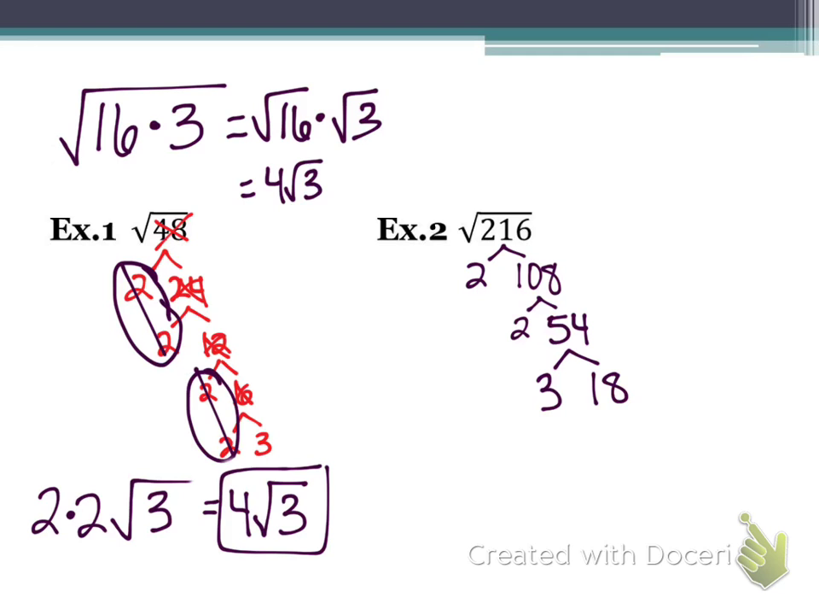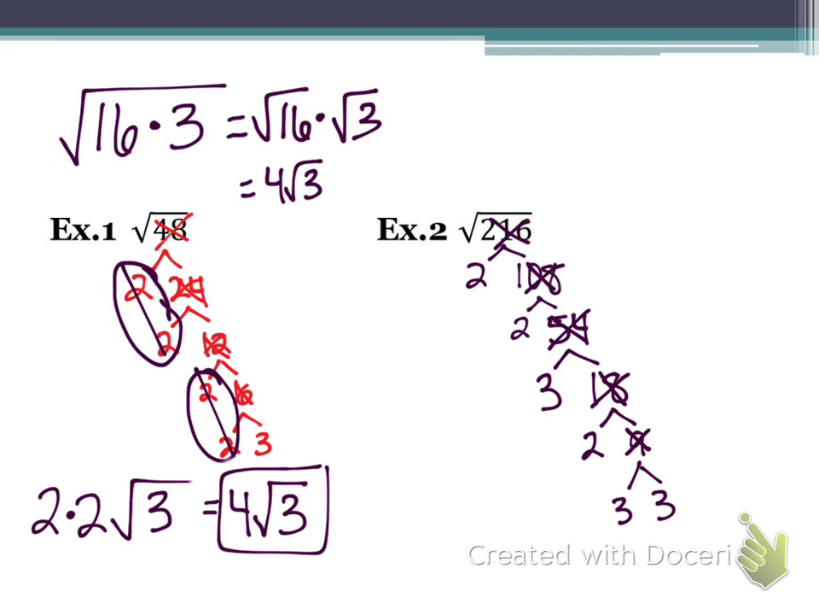Which number can keep going? 18 breaks into 2 and 9. 9 breaks into 3 and 3. Anything else we can break down? No. Go ahead and cross off numbers that we broke down so that you don't get distracted by them.